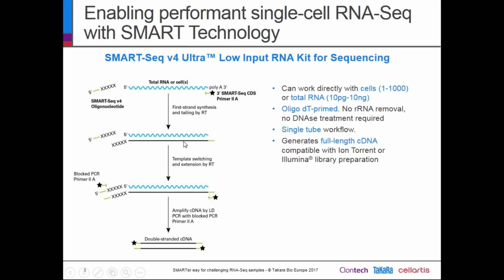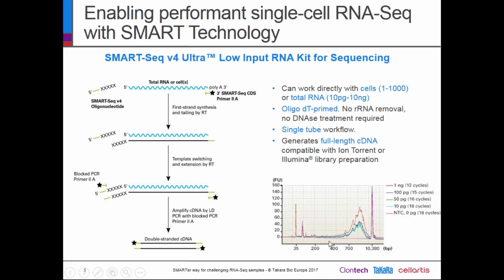All these processes are very fast. It's in a single tube, so limiting the risk of material loss and contamination. And at the end, we will have a full-length cDNA. As we can see here with this bioanalyzer trace profile, this is the typical result that we observe from human cells. We will have a distribution between 400 and 10 kb for human cells, and from different input amounts it is very reproducible.